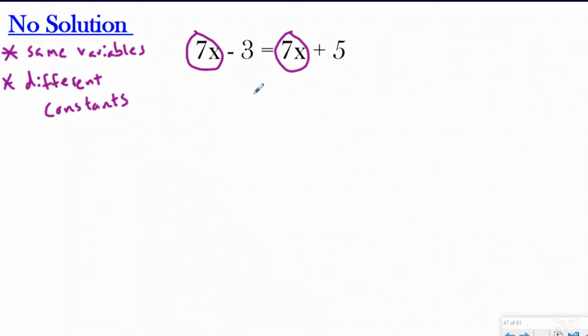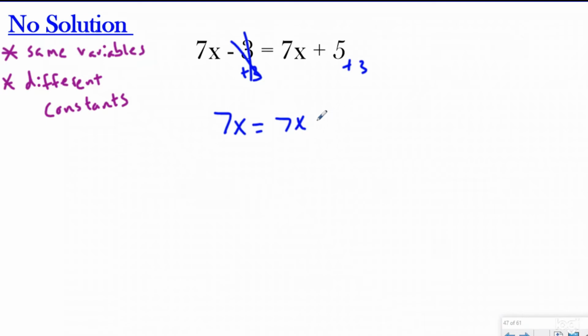So I'm going to go ahead and solve this out, but notice these two things, and it might save you a little bit of work down the road. First thing I want to do, I'll get rid of my 3 over here, and whatever I do to one side, I have to do the other. So I've made a 0 here, and now I have 7x equals 7x plus 8, okay?